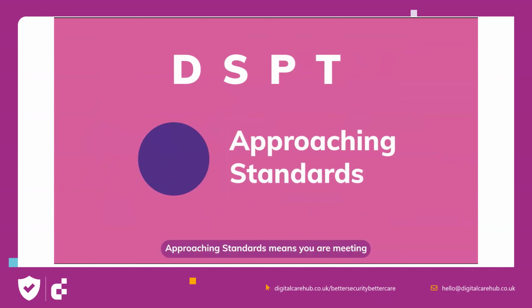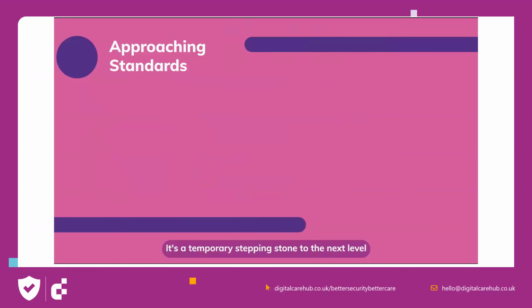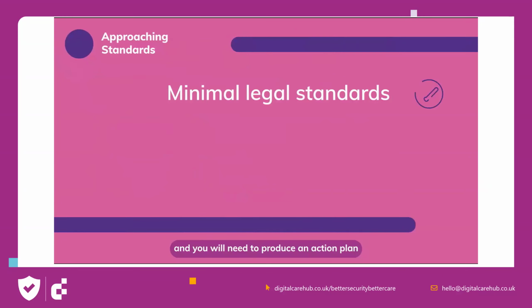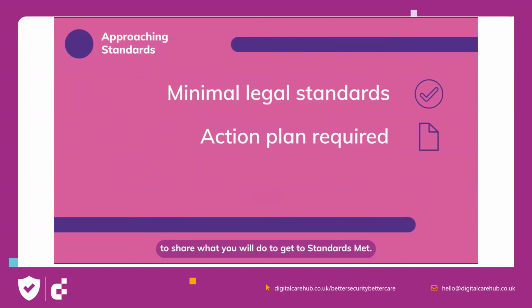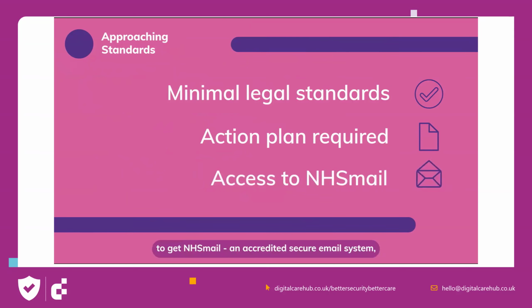Approaching standards means you are meeting minimum legal standards. It's a temporary stepping stone to the next level, and you will need to produce an action plan to show what you will do to get to standards met. Approaching standards also enables you to get NHS mail, an accredited secure email system which helps you to share confidential information with local authority, NHS and other colleagues.